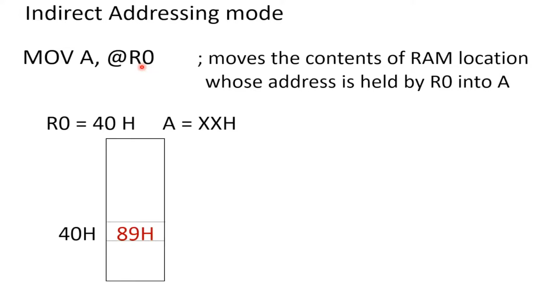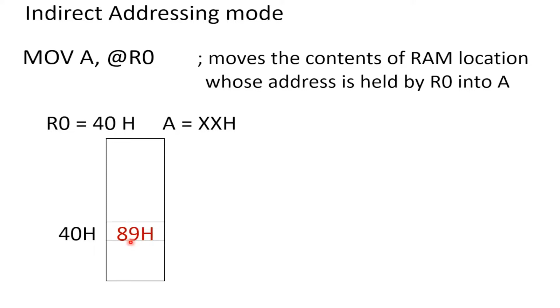That's why it is called a memory pointer. Let us take one example. Say R0 has the address 40H. The number stored in R0 is 40H. The accumulator is holding some value, and assume that the internal memory location 40H has 89H of data stored inside it. The data stored is 89H. Now what do I want to do? I want to move this 89 into the accumulator.